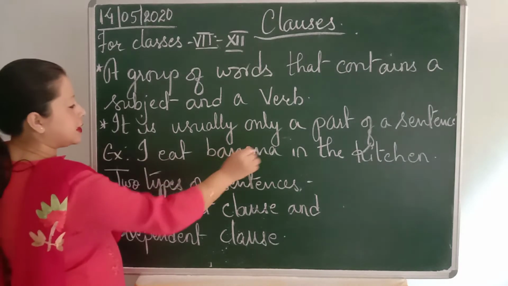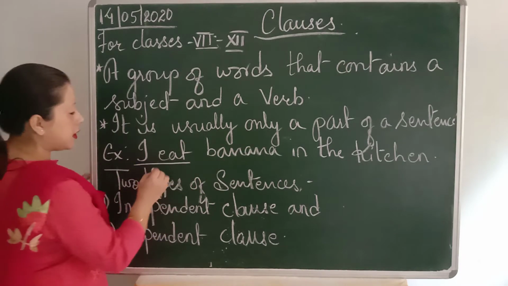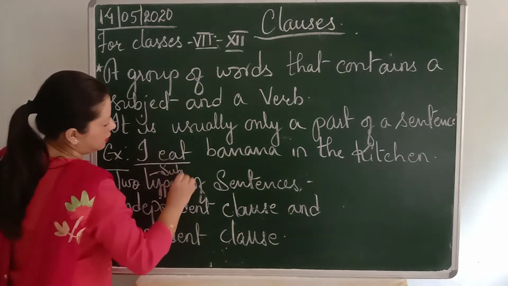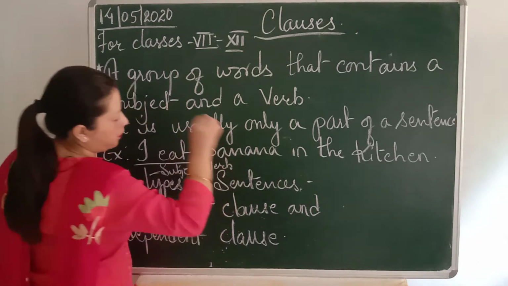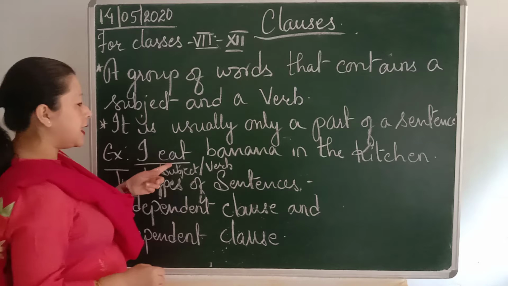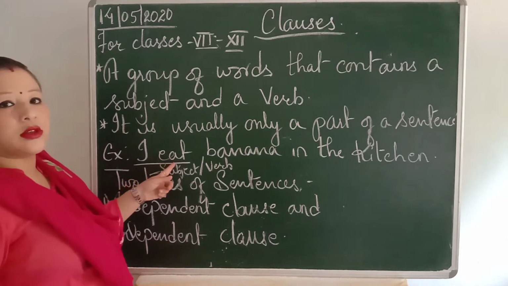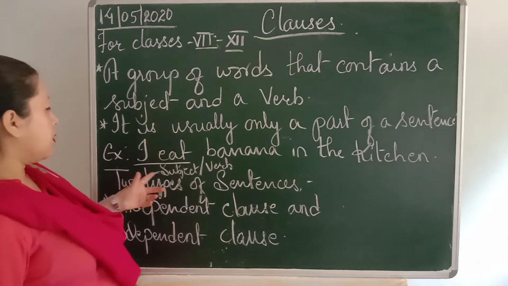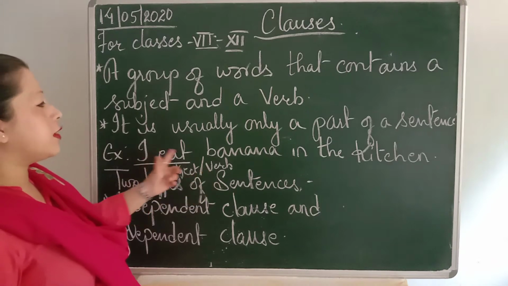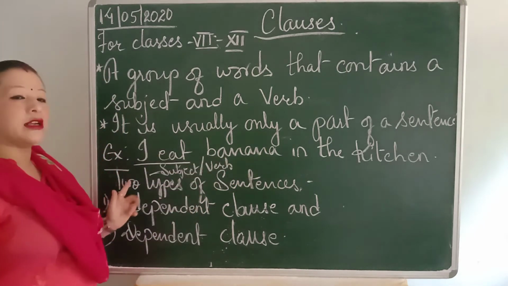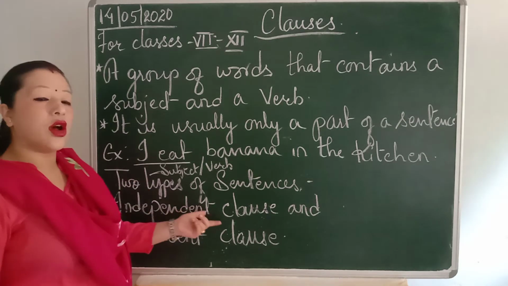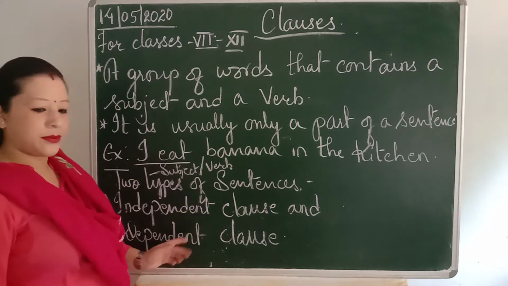So here in this sentence, I eat is a subject as well as a verb. Verb is a doing word, so eat here is a doing word because it's doing something. So subject and verb are here in this sentence, so this becomes a clause. These clauses are of two types, independent clause and dependent clause.